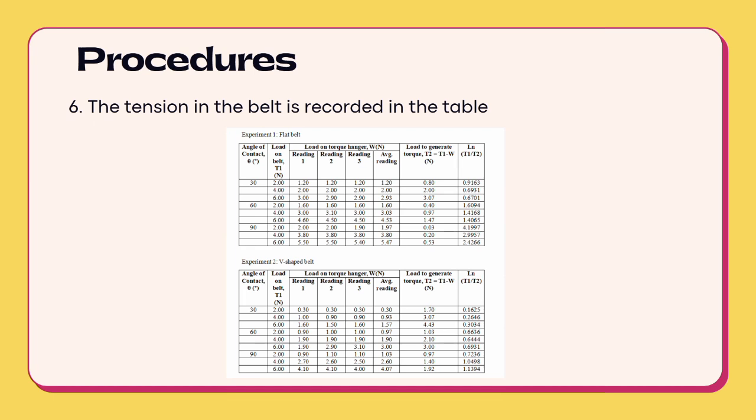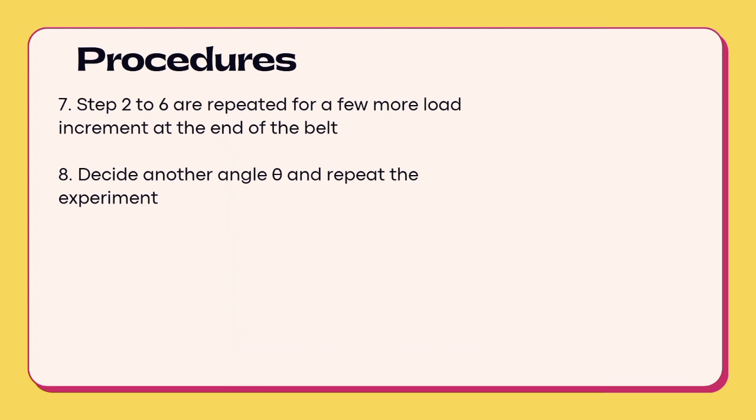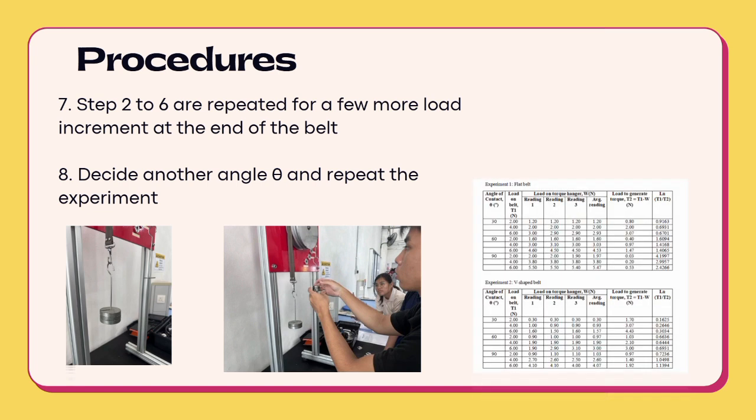And step number 6, the tension in the belt is recorded in the table as shown. Step number 7, steps number 2 until number 6 are repeated for a few more load increments at the end of the belt. Afterward, decide another angle theta and repeat the whole experiment.